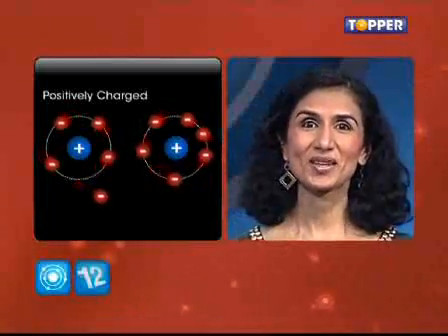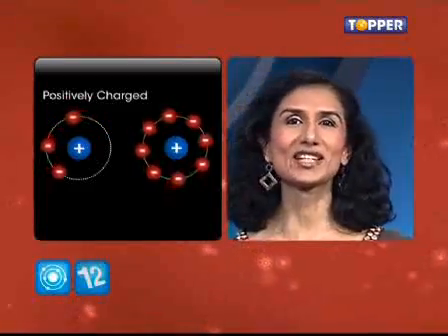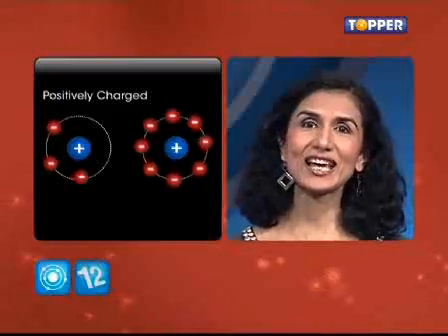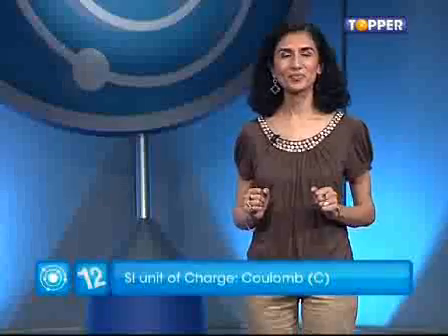Typically, a material does not have a net charge because there are equal number of electrons and protons in each atom. However, a material can develop a net positive charge and become positively charged if we remove electrons from some of the atoms. Similarly, a material to which electrons are transferred will have excess electrons and hence will become negatively charged. The SI unit of charge is Coulomb. It is denoted by the symbol C.